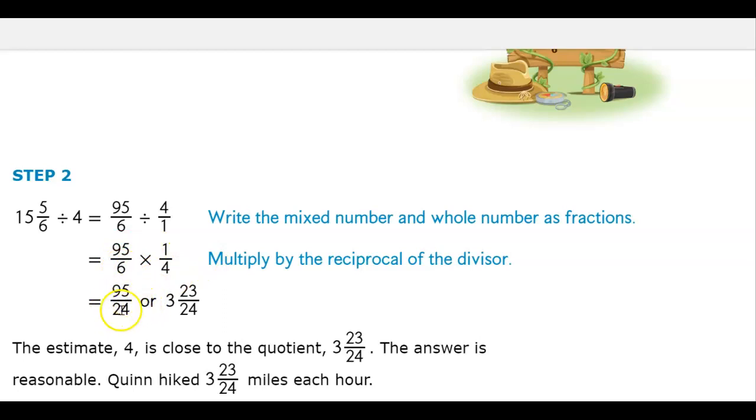And then we have to simplify this because it's an improper fraction. So 24 goes into 95 3 times, and 23 over 24. So the estimate of 4 is close to the actual quotient of 3 and 23 over 24. So Quinn hiked 3 and 23 over 24 miles each hour she was hiking.